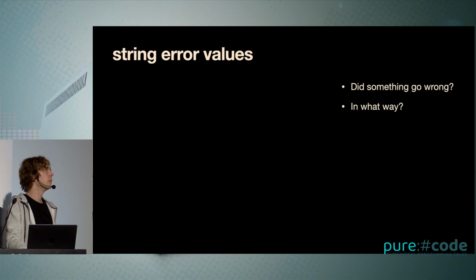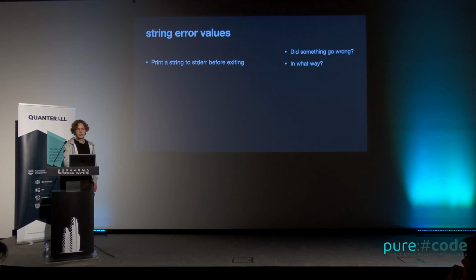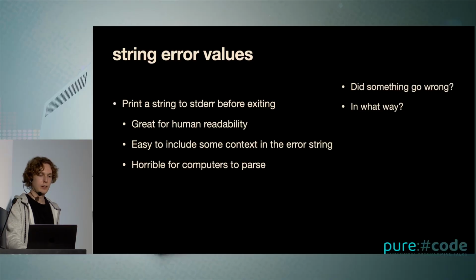Another popular approach is to use string return values. So you print a string to standard error if something goes wrong, and then you parse the string. Or rather, you show it to a human who looks at the string and decides what happened. So this is great for human readability. You have a string, you can put anything you want in it. It's quite easy to include some context. You can include, for example, the path to a file which you failed to open. It is, however, completely horrible for computers to parse.